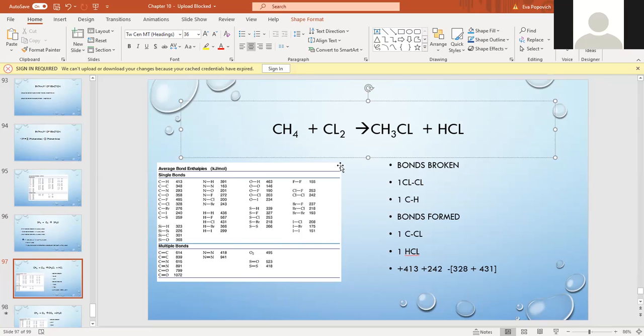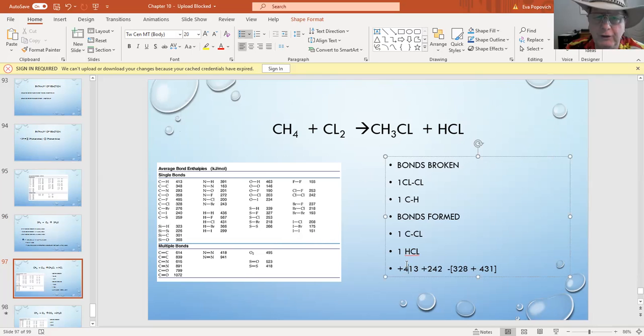Yeah. So I'm breaking 1 CH bond, which is a positive 413. I'm breaking 1 Cl-Cl bond, which is a positive 242. I'm forming 1 CCl bond, which is a negative 328. And I'm forming 1 HCl, which also is a negative 431. I add all this up, and that will give me the enthalpy of the reaction. Questions here?